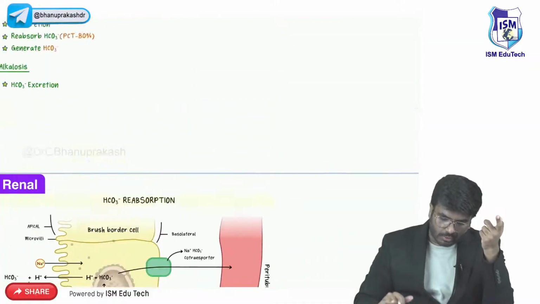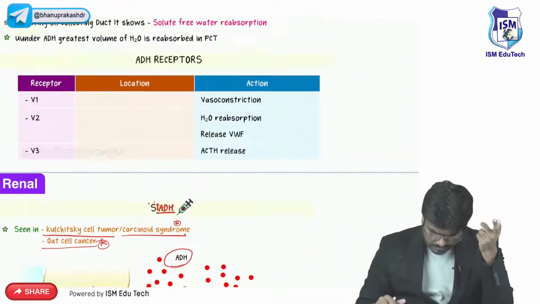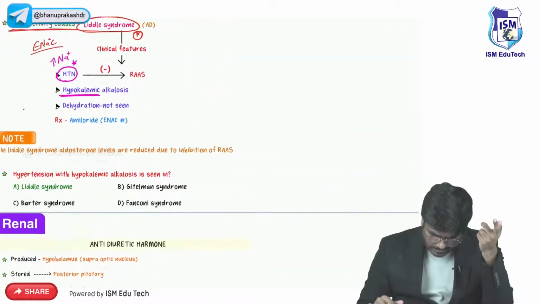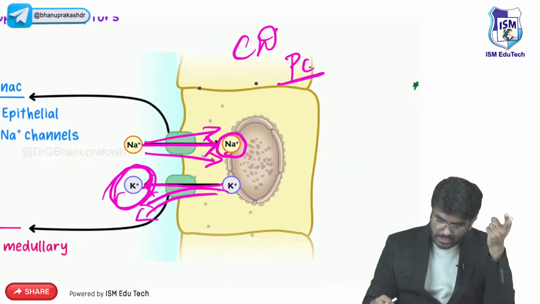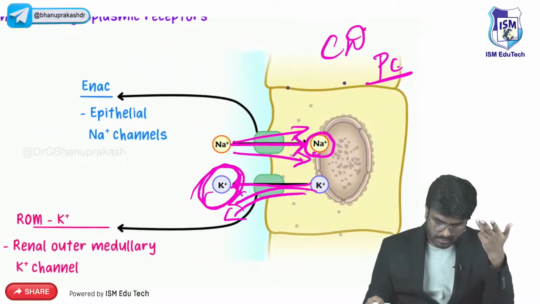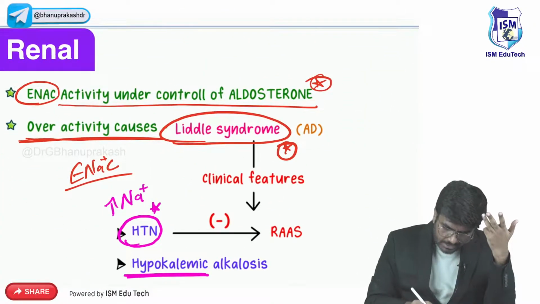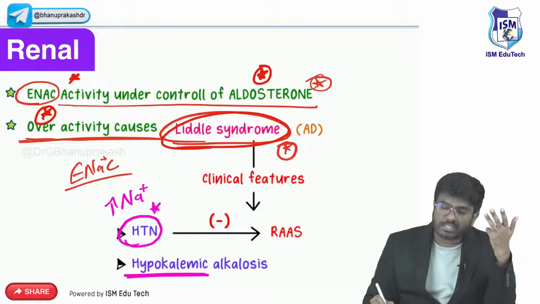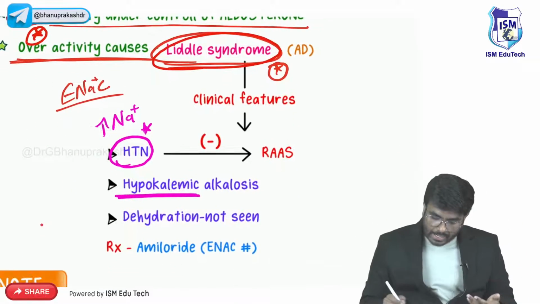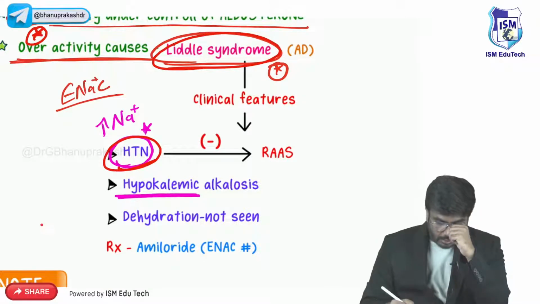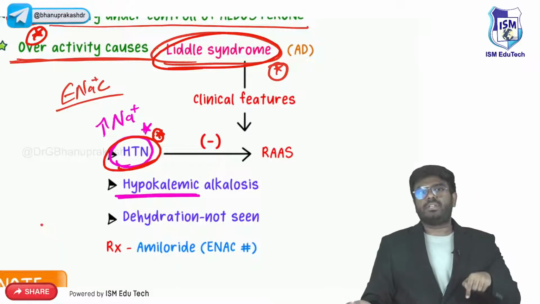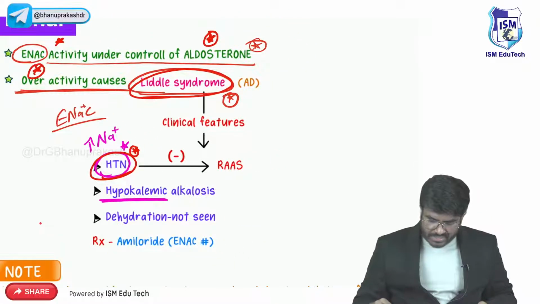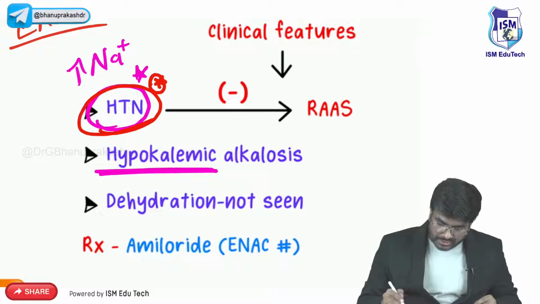We have discussed the Liddle syndrome, right? Here I have shown you this one, Liddle syndrome means overactivity. Epithelial sodium channel activity is under the control of aldosterone, but overactivity of the epithelial sodium channels will cause Liddle syndrome. More sodium reabsorption will cause hypertension. So Liddle syndrome is a disorder of hypertension. Bartter and Gitelman are the syndromes of hypotension. So with this it is completed, and I forgot to mention how to treat Liddle syndrome.